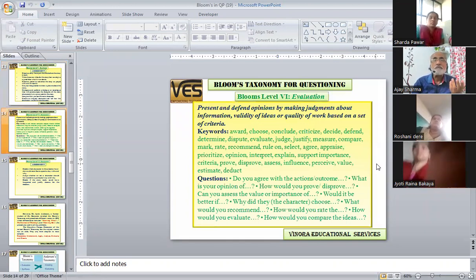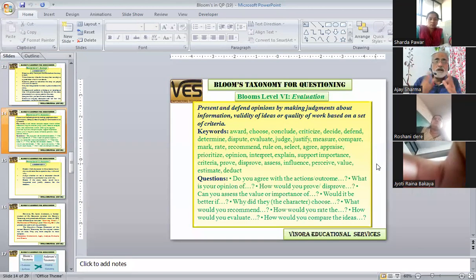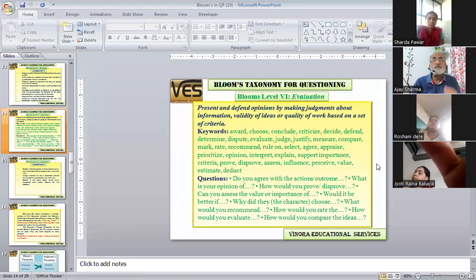Oh sorry, evaluation का अभी मैं छोड़ रहा हूं. I am not going to evaluate this one because this has got assessment. The Bloom's में evaluation क्या होता है? They present and defend the opinion made by other people.